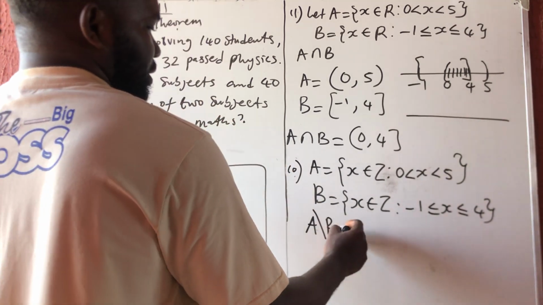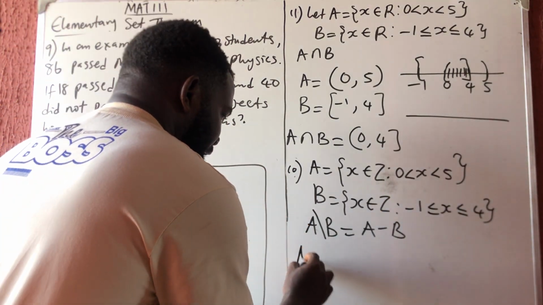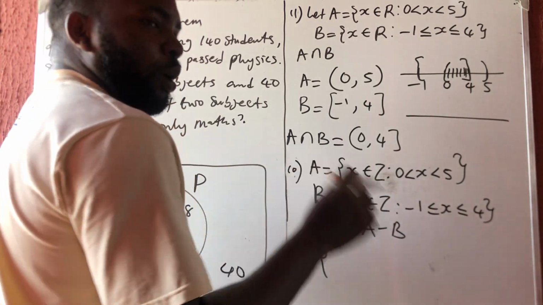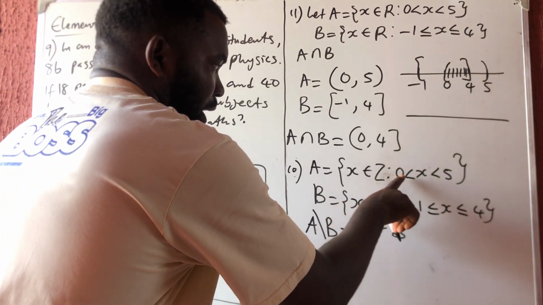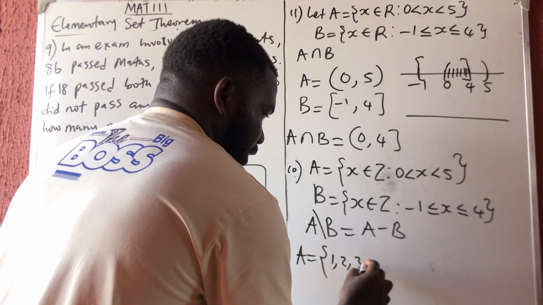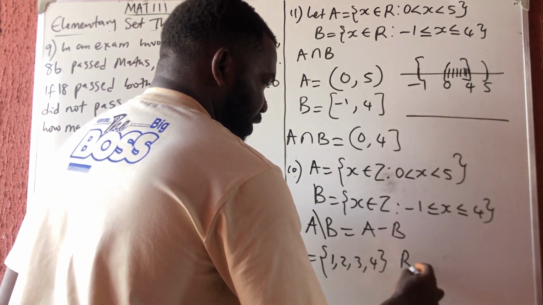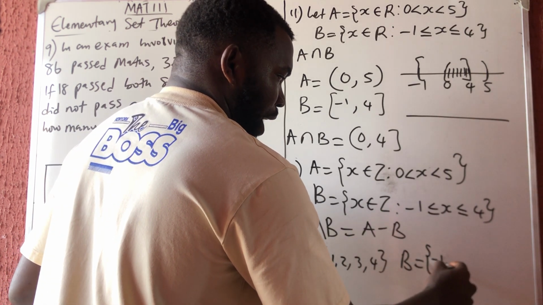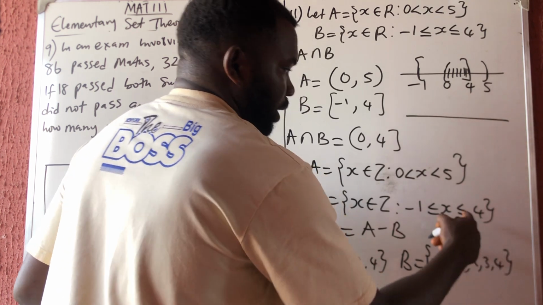Now this slash is the same as saying A minus B. That's the meaning. So first of all, we need to find A. Now A is an element of integers, and integers are simply known as whole numbers. So we will not start from 0. We start from 1, 2, 3, and we end in 4, because there is no equal to here. Then for B, whole numbers again, but there is equal to. So I'm going to start from -1, 0, 1, 2, 3, 4. It ends in 4.